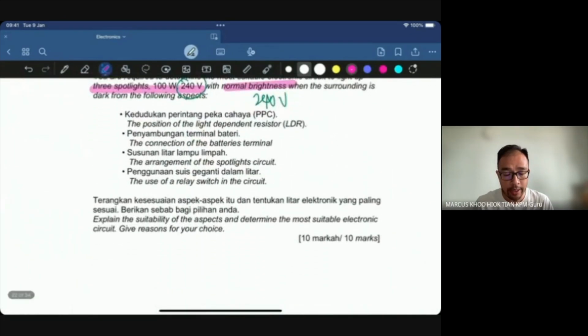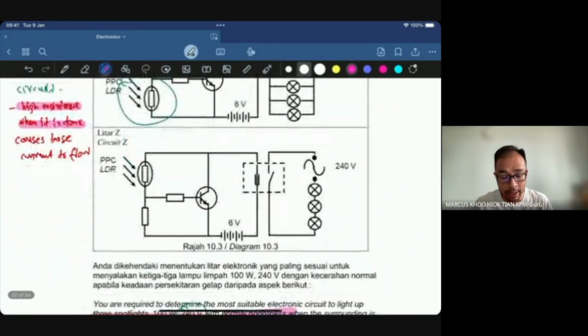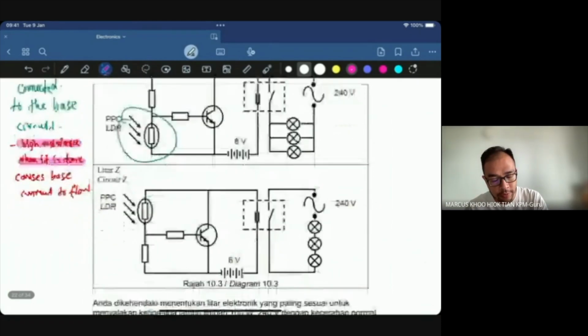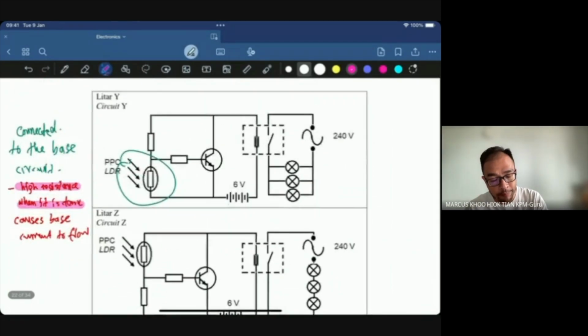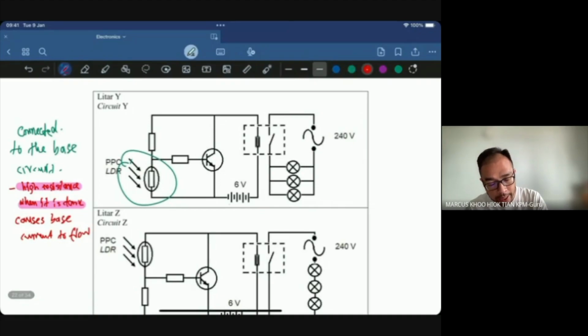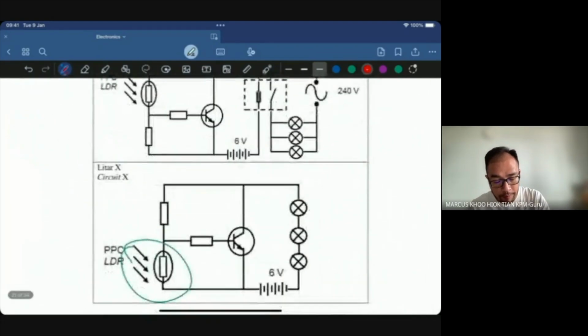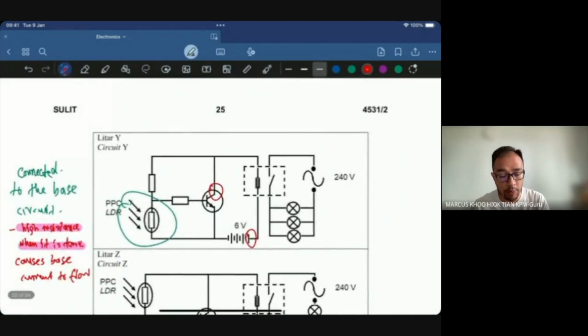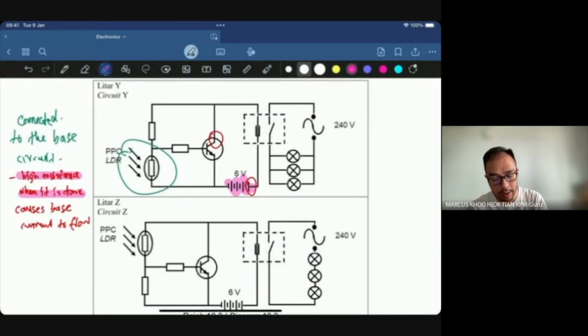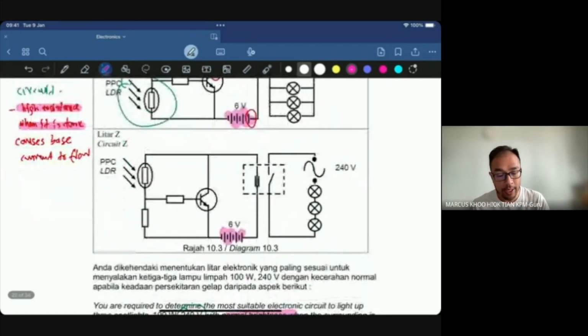Second one, the connection of the battery's terminal. If you notice over here, there are 2. One is the positive connected to the collector, and the other one is the positive connected to the emitter. So the one that we want is this one, the positive is connected to the collector, which is how we would write this.